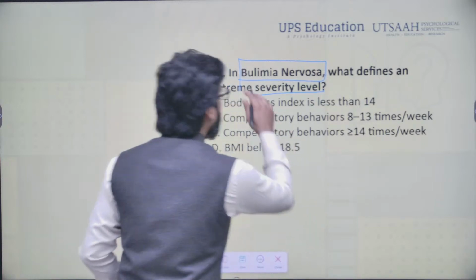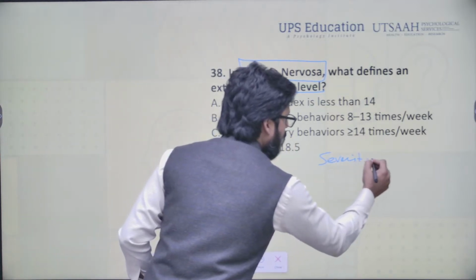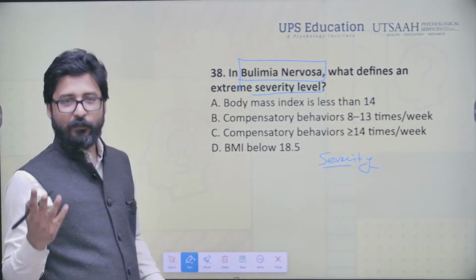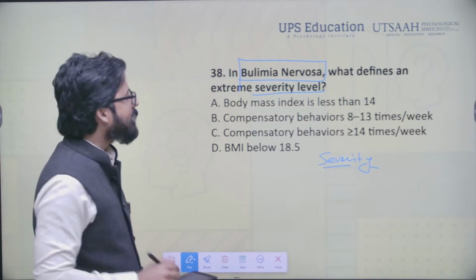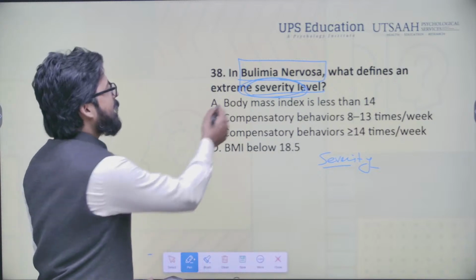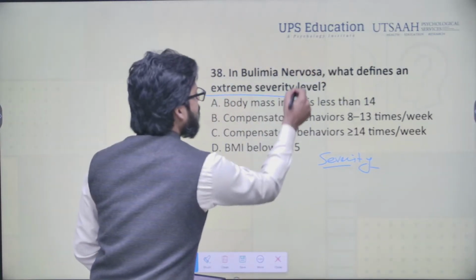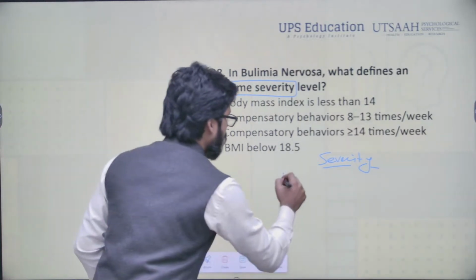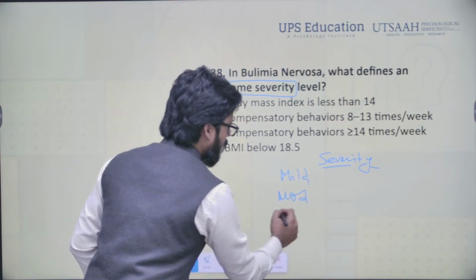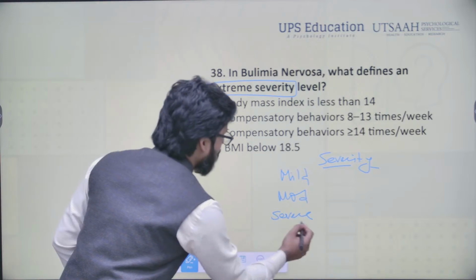So, when we talk about bulimia nervosa, the severity levels will be 4, right? Mild, moderate, severe, extreme. And we have to answer on the basis of the extreme severity level. Here you can see the extreme severity level, right? So mild, moderate, severe, and extreme.